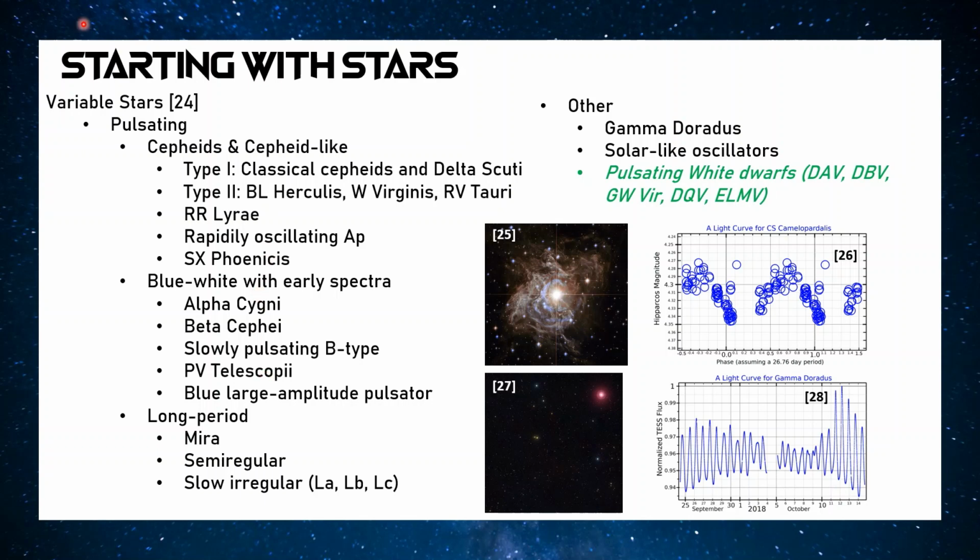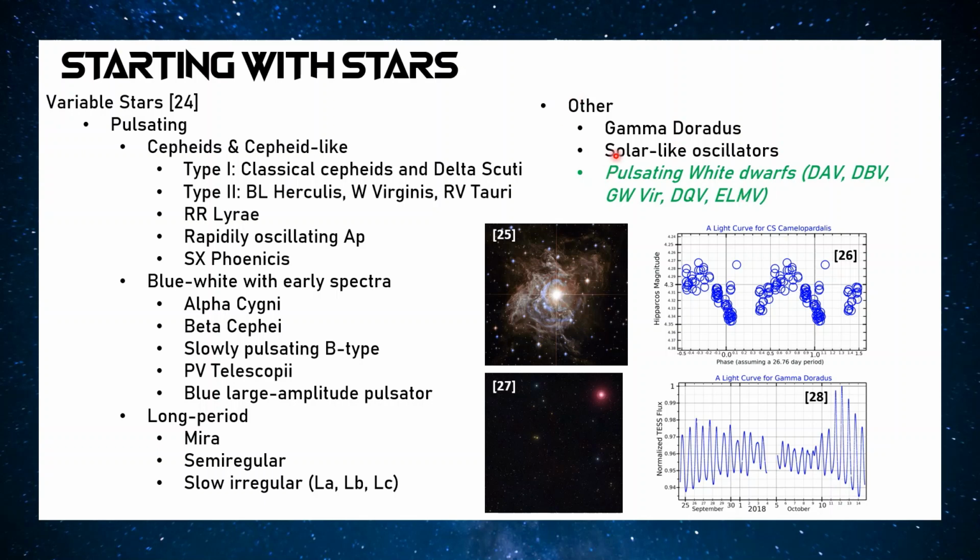Now under the long period, the most known ones are the Mira. These are late stage red giants with periods greater than 100 days. There's semi-regular stars, which are cooler giants or supergiants with irregular periods, and then slow irregulars, slowly changing light with little or no real periodicity, and there's different types. There's like A, B, and C.